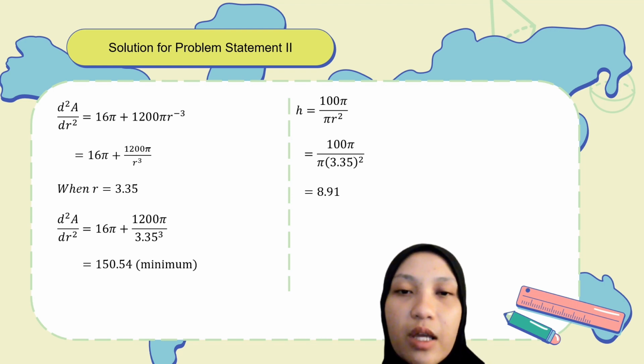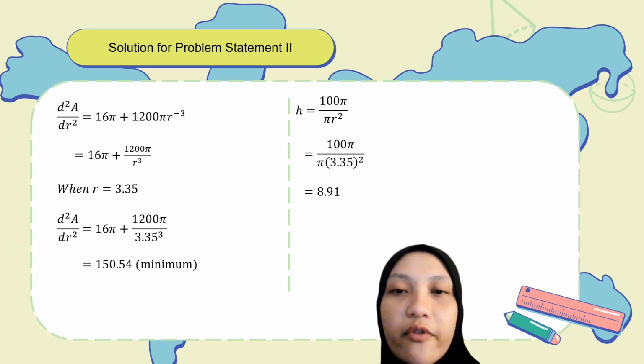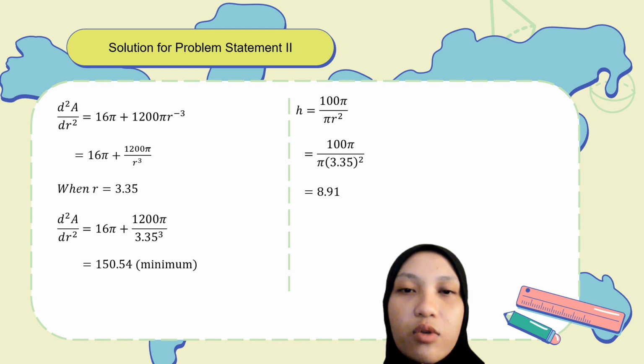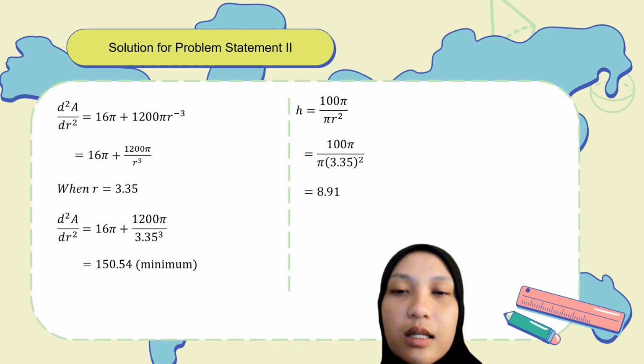Next, we have to find the value of h using the equation we get from problem 1 Roman, which is h equal to 1000 pi over pi r to the power of 2. Insert the value of r equal to 3.35 into this equation, so we get h equal to 8.91.